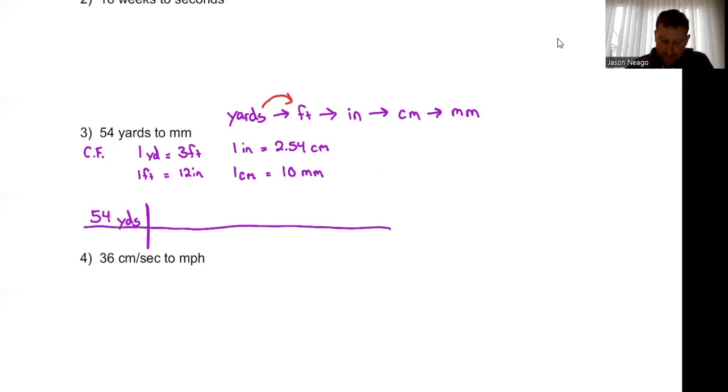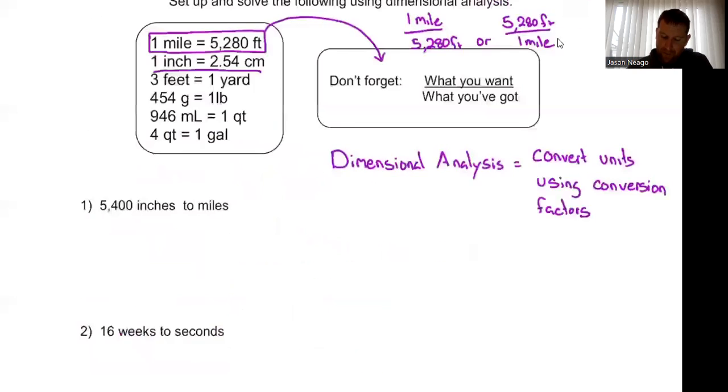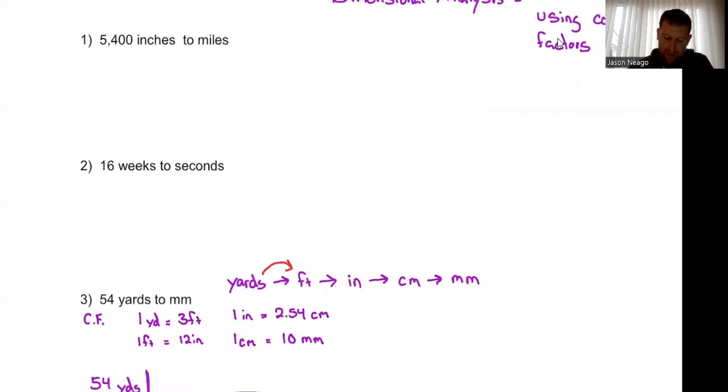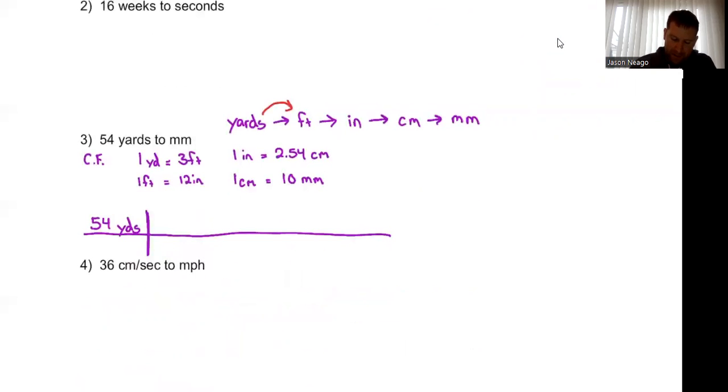We talked about in class with dimensional analysis that I want the unit that I want on the top and the unit that I want to get rid of on the bottom. Or, if I look at the top of this page, what you want versus what you've got. Another way to think of it is that if I have the same unit on the top and on the bottom of my cancellation line, those units cancel. So if I have 54 yards and I want to apply this conversion factor, I'm going to put the 1 yard on the bottom and the 3 feet on the top.